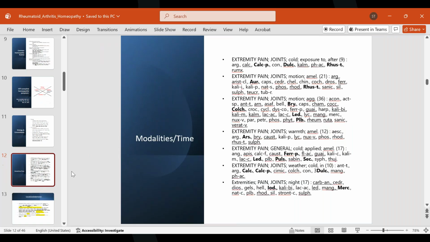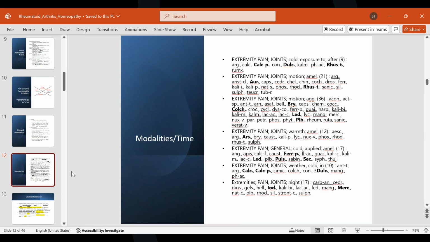Modalities. After cold exposure, you have the classic rhus tox case where the person is out camping and then it rains and then they're cold and wet in their tent and then they get arthritis. So you think of a remedy like rhus tox. It's like they get chilled and they're wet and then they get arthritis. Motion ameliorates. We talked about that. Again, that's classic for rhus tox. And then motion aggravates.